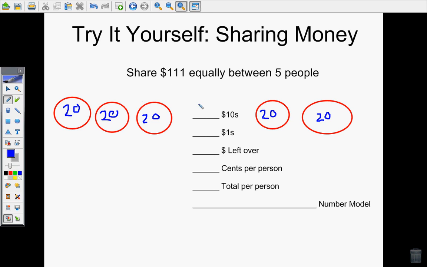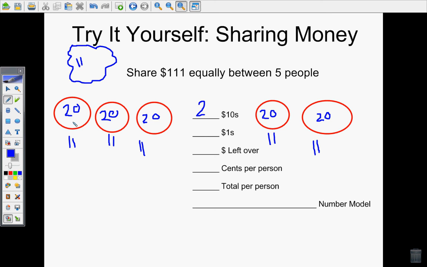Each person would get 2 $10 bills, because that's what your $20 is worth. And then in my thinking bubble, I've used up 100 out of my $111, so that means I have $11 left to share. The next step is to share some ones, and we're going to try to get as close to 11 as possible. So that's 1, 2, 3, 4, 5, 6, 7, 8, 9, 10. We're getting close. If I went on, it'd be 11, 12, 13, 14, 15. Nope, that's too much money.